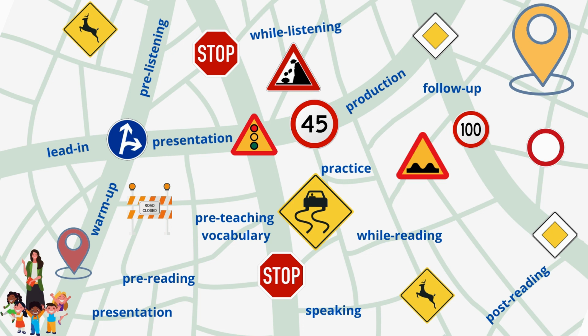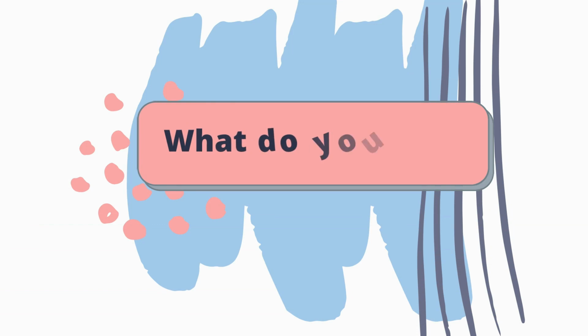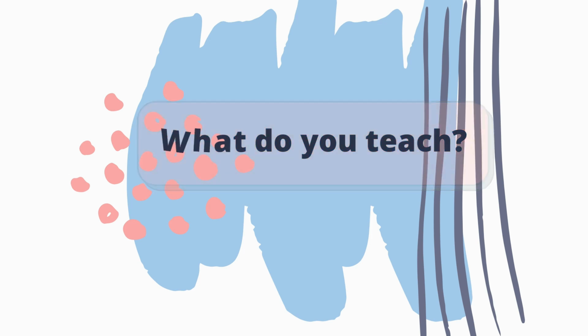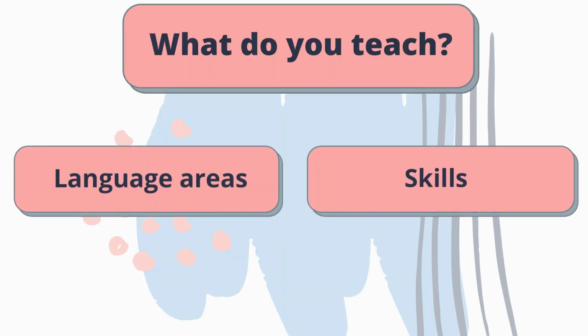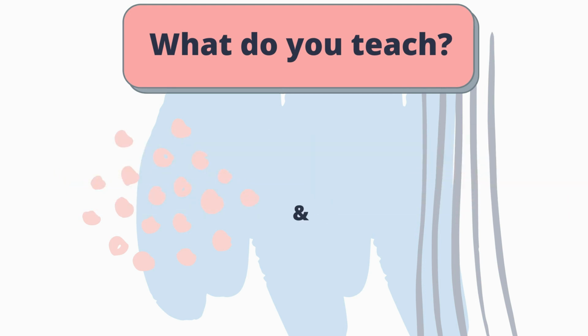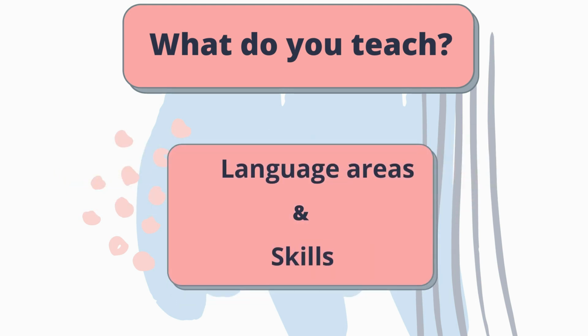So, before designing the plan, you need to ask yourself a question. What do you teach? Or what is the teaching point of your lesson? Depending on your answer, you will follow a certain route or another. You can teach two possible categories: language areas or skills, or both. But what exactly are these?